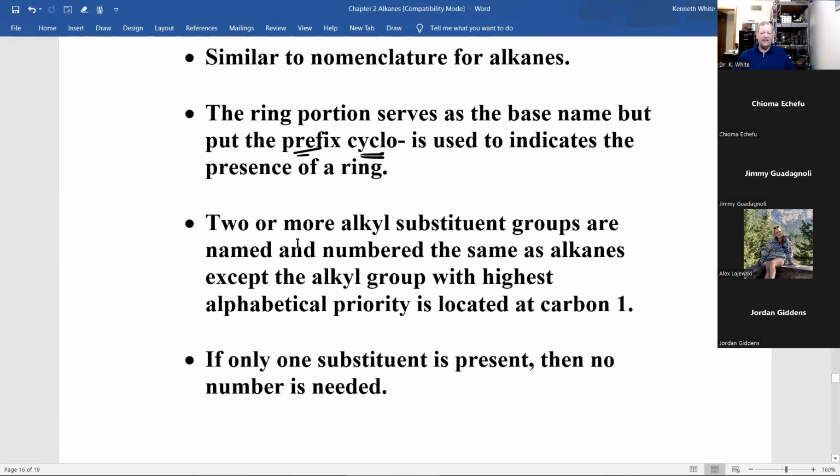Now, if we look at this right here, 2 or more alkyl substituent groups are named and numbered the same as alkanes, except the alkyl group with the highest alphabetical priority is located at carbon 1. Again, if you have 2 or more alkyl groups on a ring, the group with the highest alphabetical priority, that means closest to the front of the alphabet, A, B, C, D, E, F, and so on, is carbon 1.